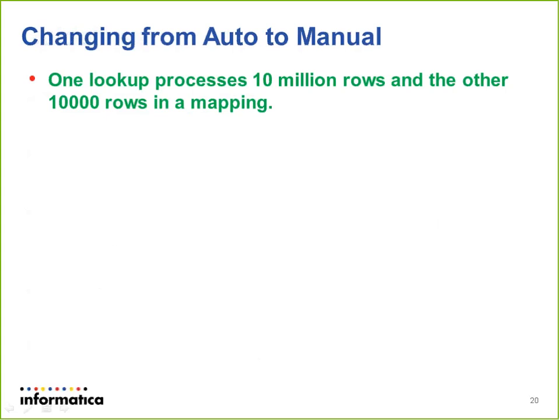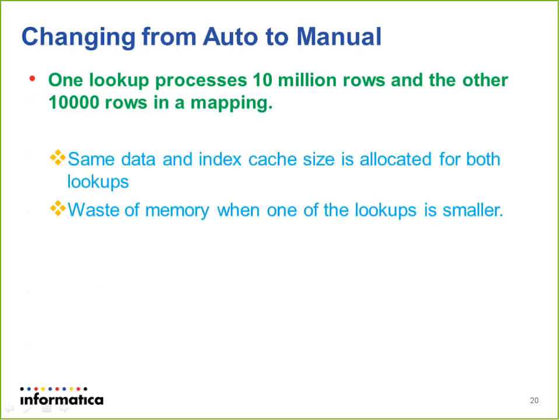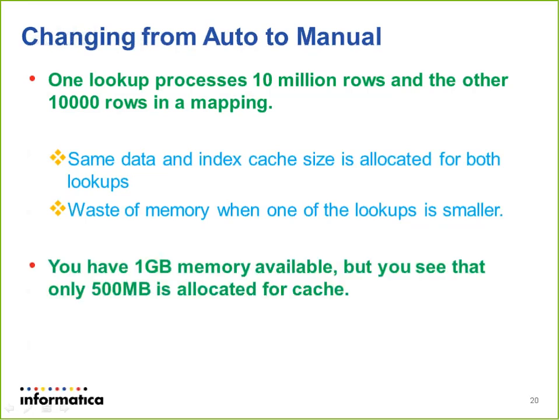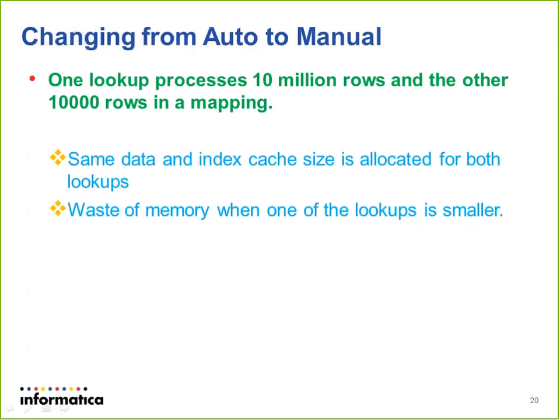I will give certain scenarios as examples where data and index cache are set as auto and you need to change them to manual way of tuning. There are two lookups in a mapping. One processes 10 million rows and the other 10,000 rows. Say lookup 1 may get data cache as 500 MB and the index cache as 250 MB. And lookup 2 will also get the same values assigned irrespective of the number of lookup rows. There will be a waste of memory in this case if one of the lookups is smaller.